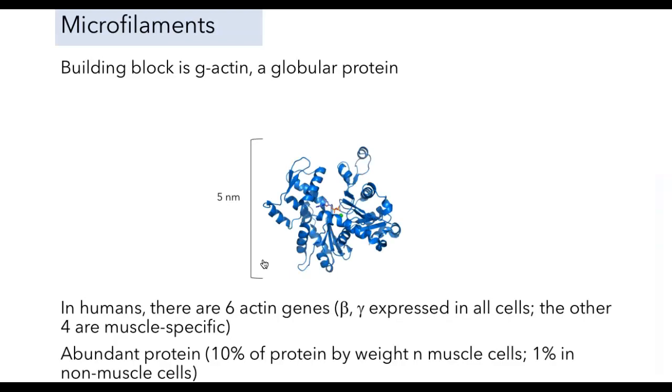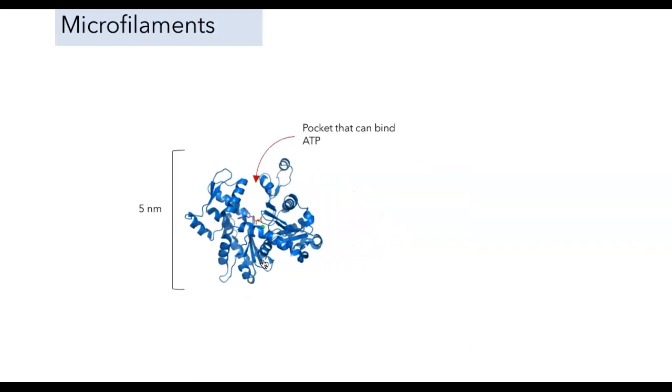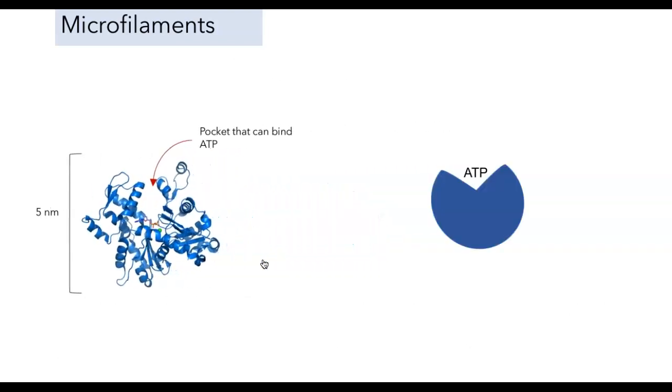Here's a structural model showing us what actin looks like. You can see it's a globular protein. It looks a little bit like a cup or a bowl, and there's a pocket in which ATP can bind. I'm going to move this over, and now I'll show you my cartoon version of what an actin monomer will look like. The two sides of G-actin look different. There's the side that can bind ATP and the side that doesn't.